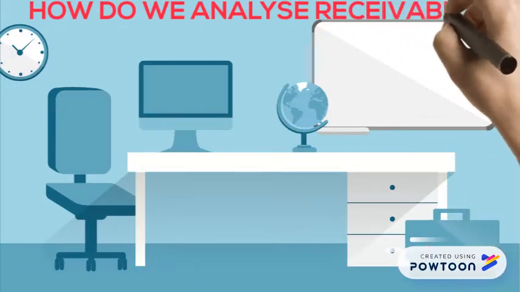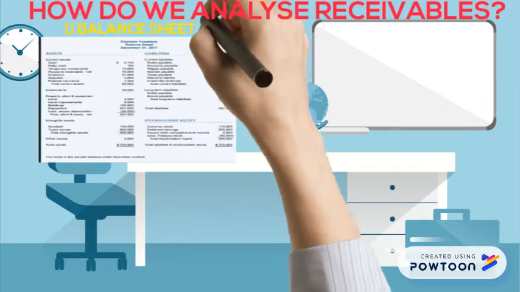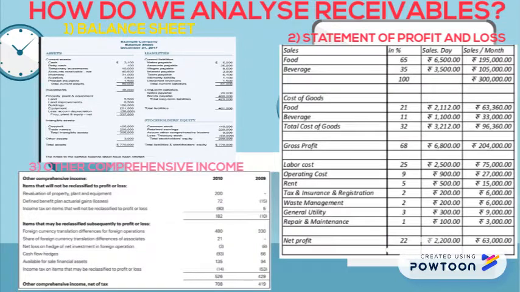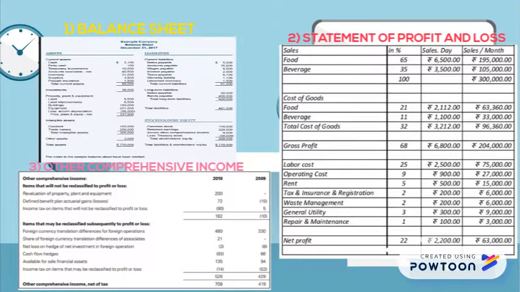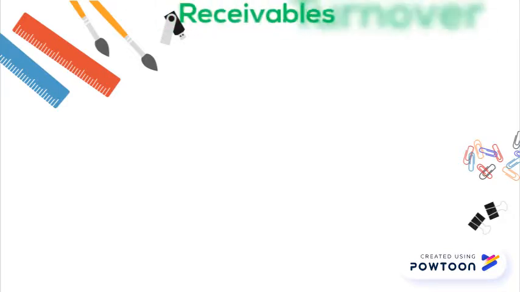In order to analyze accounts receivables, this requires information from 1. Statement of financial position, also known as the balance sheet, 2. Statement of profit and loss, and 3. Other comprehensive income statements. With the use of these financial statements, we first look at the receivables turnover ratio.